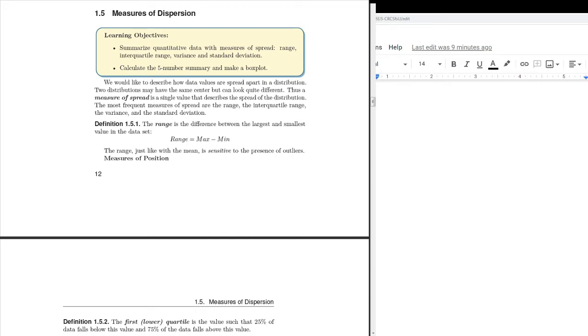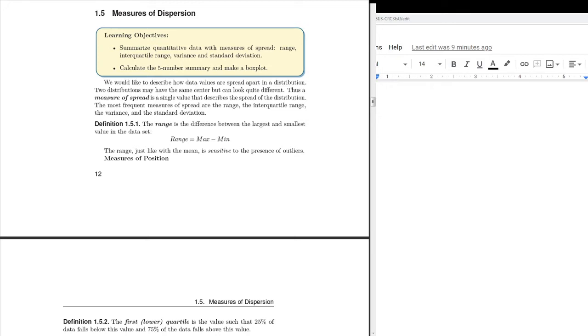The first measure we will look at is called the range, which is the difference between the largest and smallest value in the dataset. However, just like with the mean, the range is sensitive to outliers, so the presence of outliers will have a very strong effect on the range. So we will also want to define a measure that is resistant to outliers.